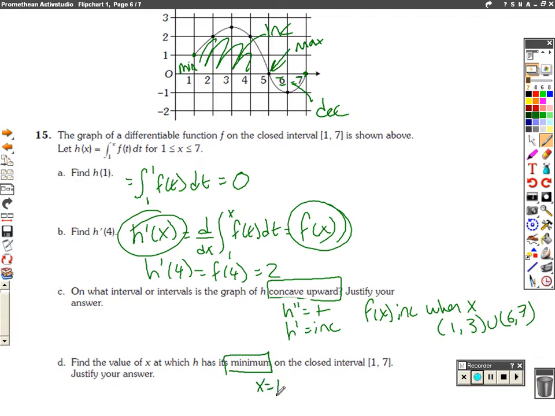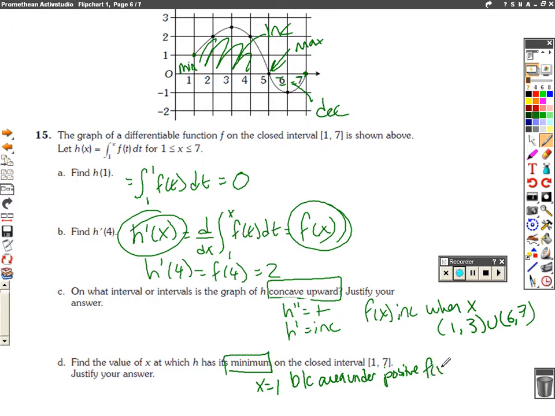And the reason for that is because the area under the positive f of x is greater than the area under the negative f of x. And what we're really saying there is we increased a lot more than we decreased.